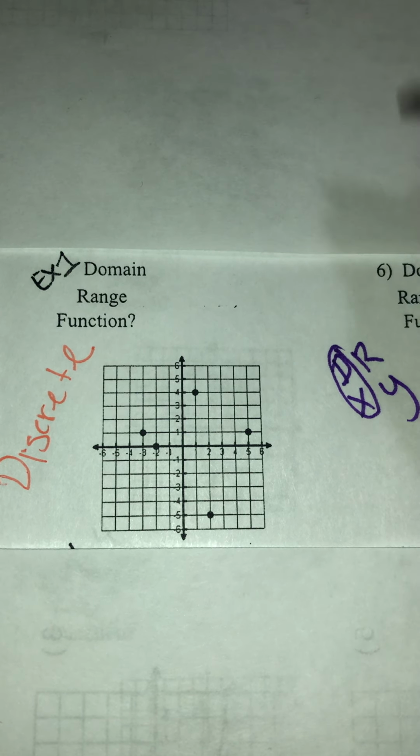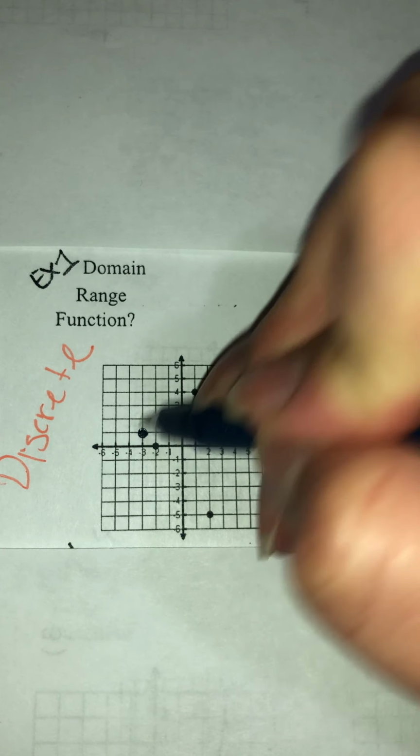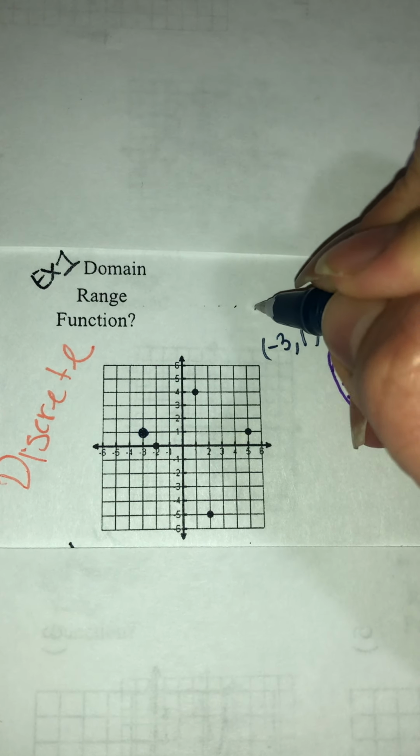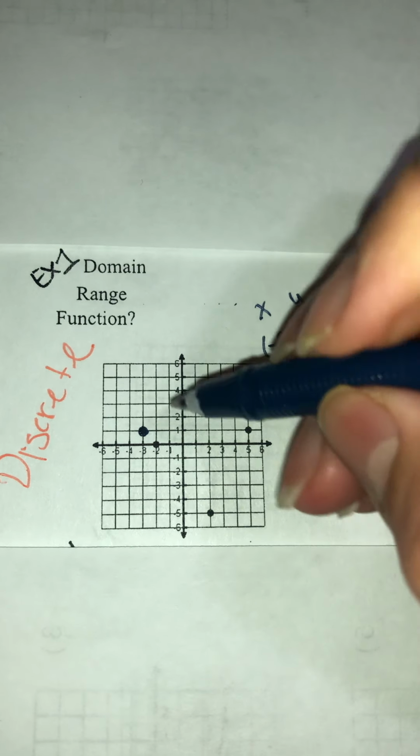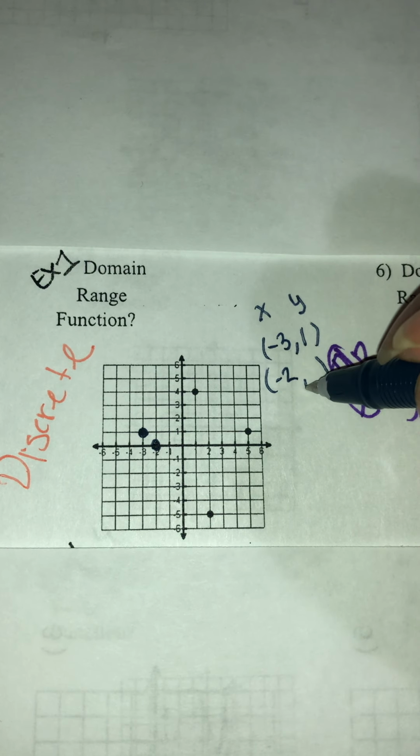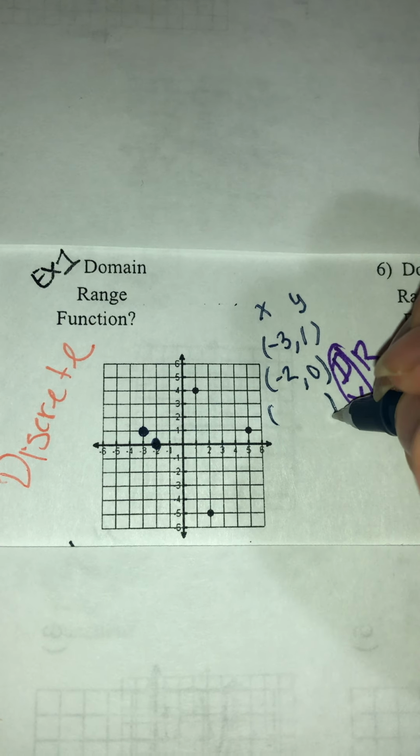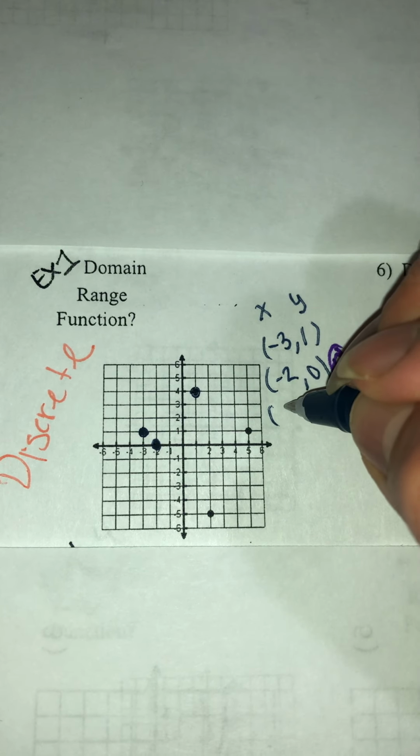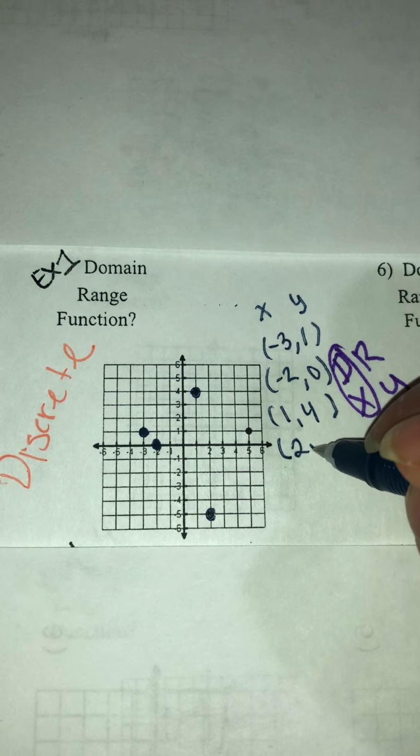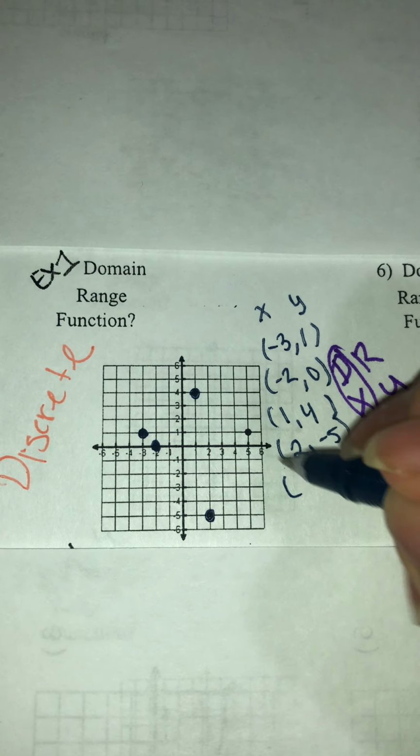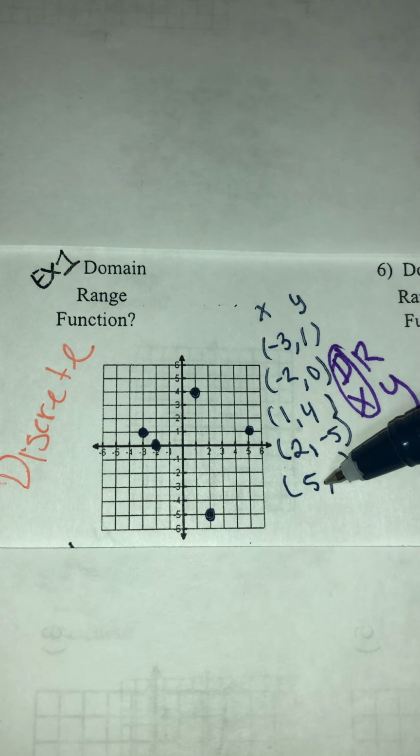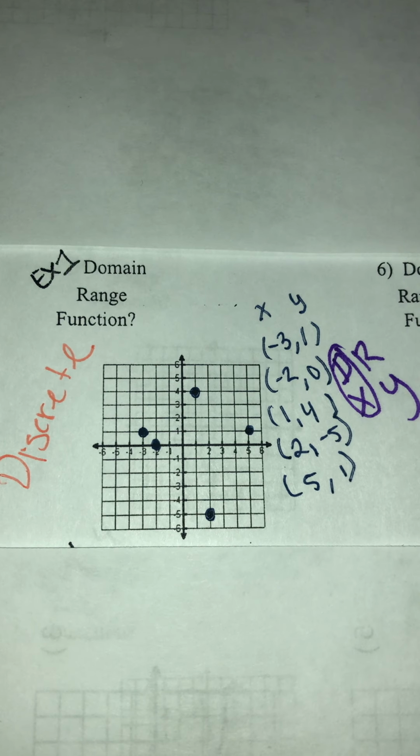So we have this first dot right here at -3, 1. Remember, this is our X side, our Y side. Our next dot, this one right here, the X value is -2 and the Y value is 0. Our next dot would be at 1, 4. Then our next dot would be at 2, -5. And then our last dot would be at 5, 1. Okay, so 1, 2, 3, 4, 5 ordered pairs. 5 dots, 5 coordinate points.